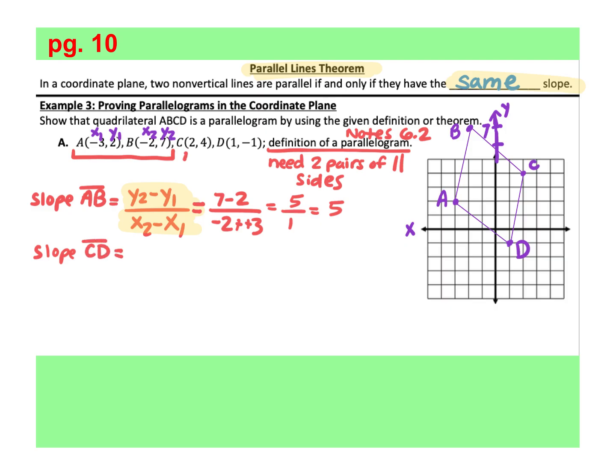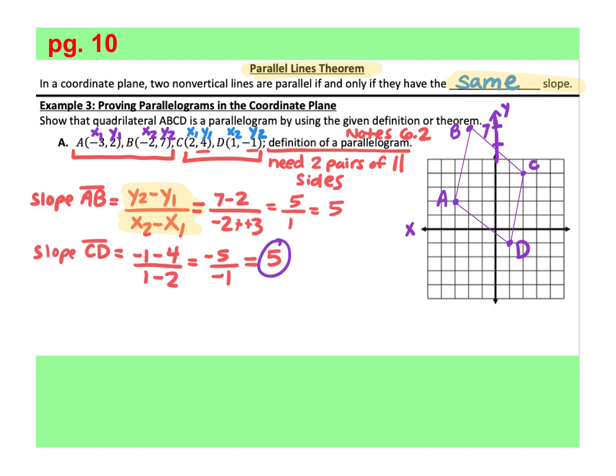Using the same formula for CD, again, I'll let my first point be x1, y1, and the second point x2, y2. We can go ahead and subtract our coordinates. So I have -1 minus 4 for y2 minus y1 all over 1 minus 2. And when we subtract those, we get -5 divided by -1. Remember that a negative divided by a negative makes a positive. So this is just going to reduce down to 5.